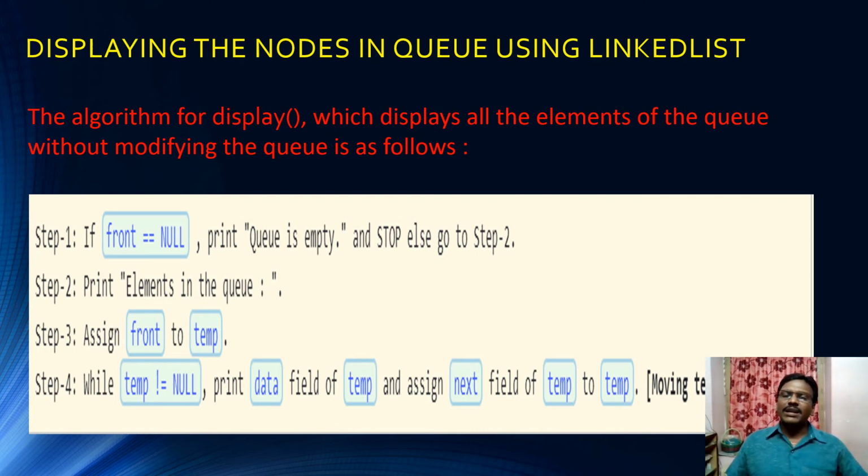Now to print the elements, assign front to temp, that is temp equal to front. While temp not equal to null: the last node's next is null, so that is why the number of iterations is controlled by the condition temp not equal to null. Simply print the data field of temp. Then assign temp next to temp, that is, the next field of temp to temp, which in actual code is temp equal to temp next.